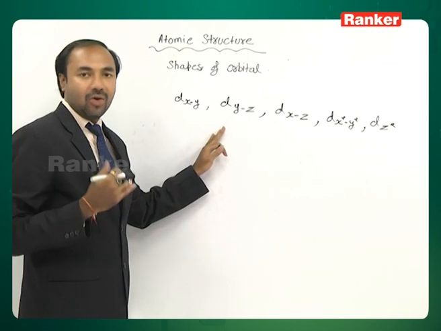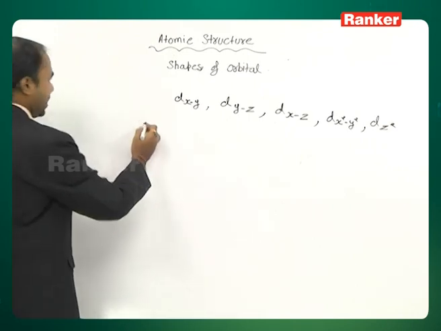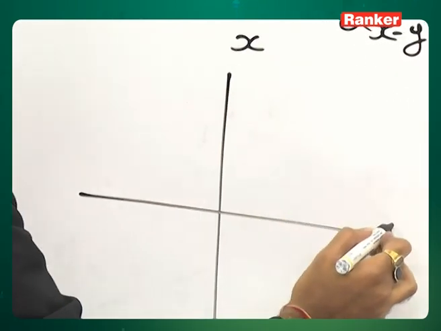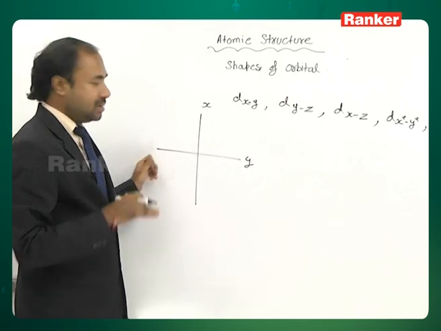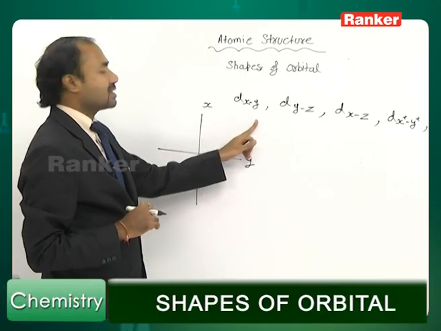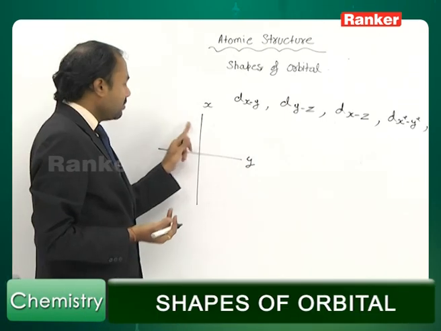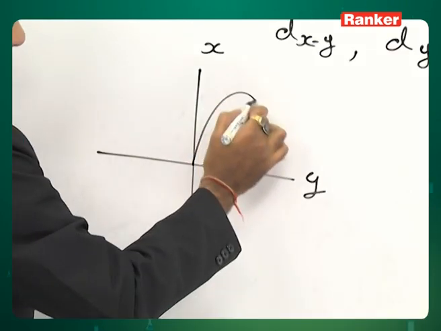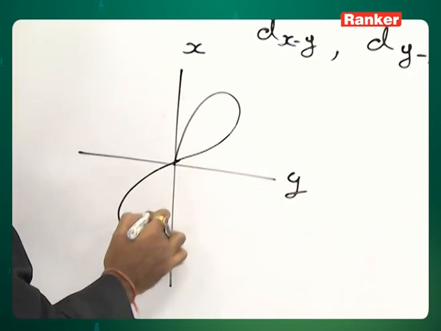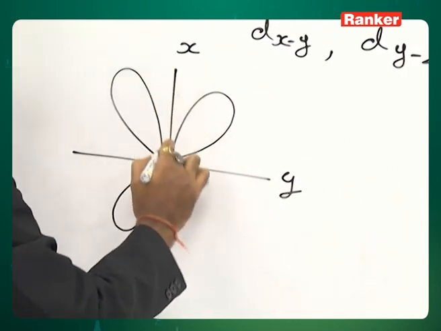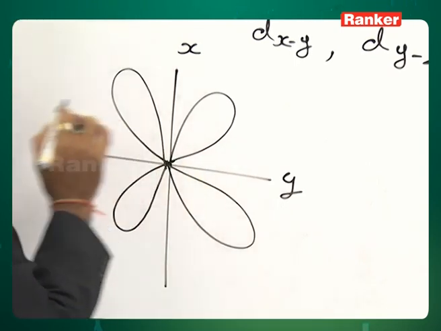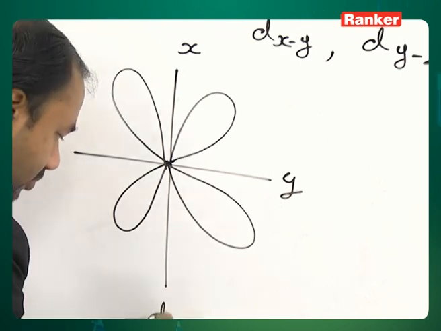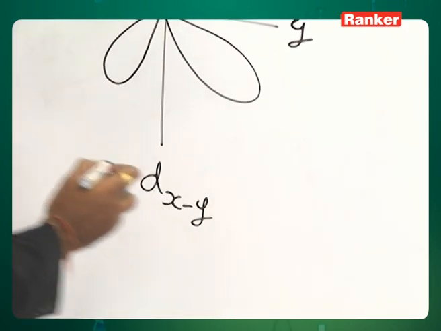How are they oriented along the axis? See that part. If we assume this to be the x-axis and this one to be the y-axis, z will go like this. The dxy will be oriented in between the x and y axes. Means it is a double dumbbell shaped orbital, and it goes like this. This is the dxy orbital here. This will be known as the dxy orbital.